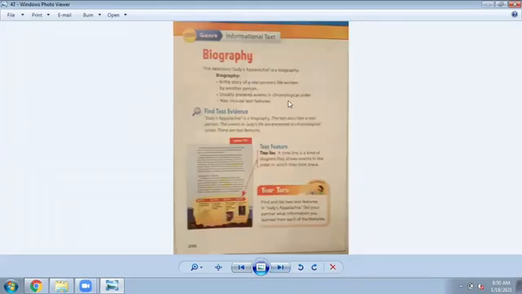And our genre is biography. Biography is the story of a person's life written by another person in chronological order, in time order in which the events actually happen. Our feature this week is timeline, which is a diagram that shows events in the order in which they take place, in time order, just like our biography.